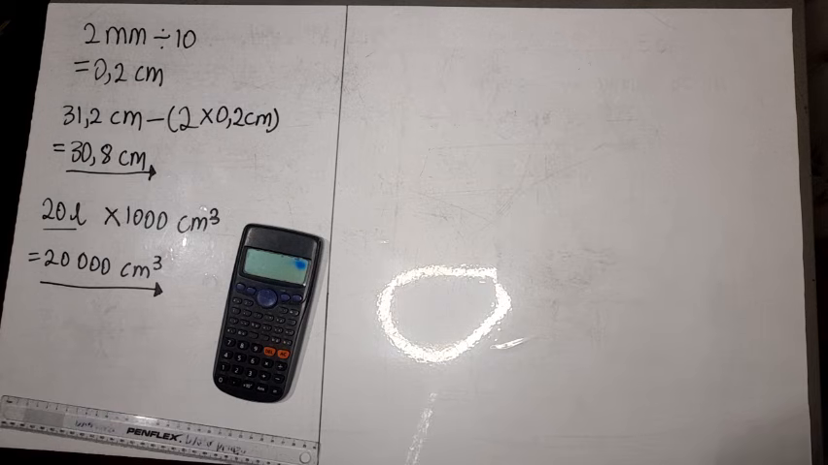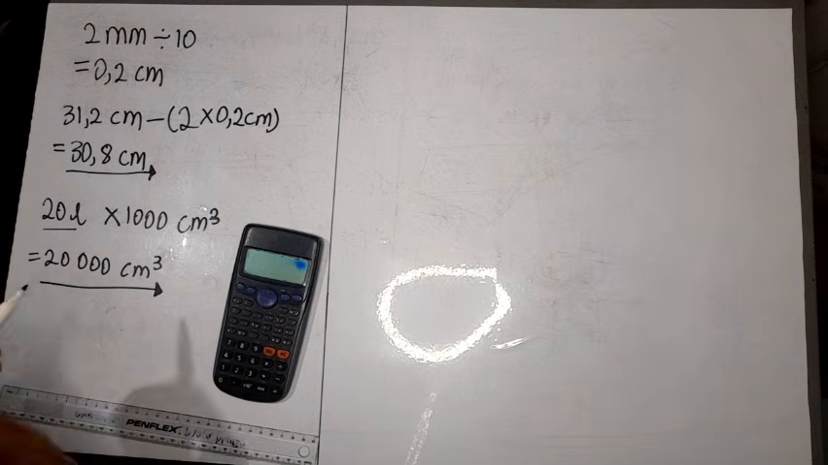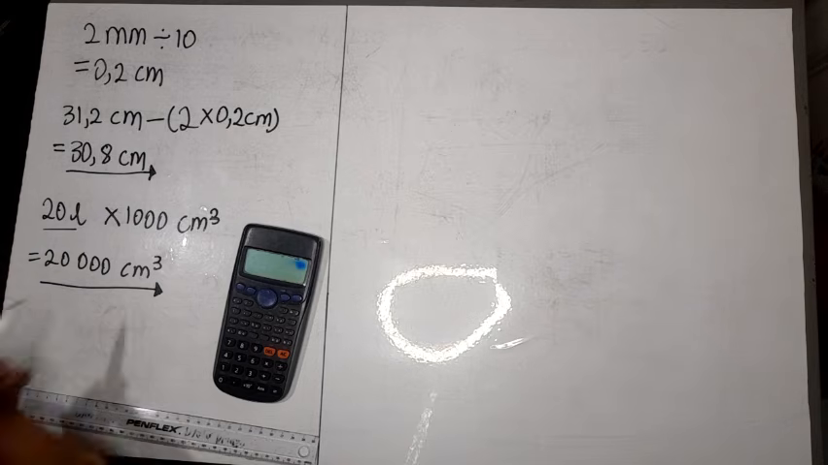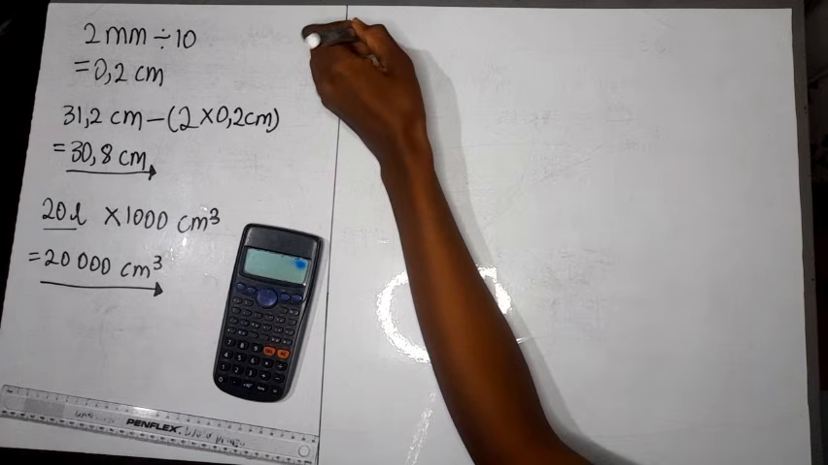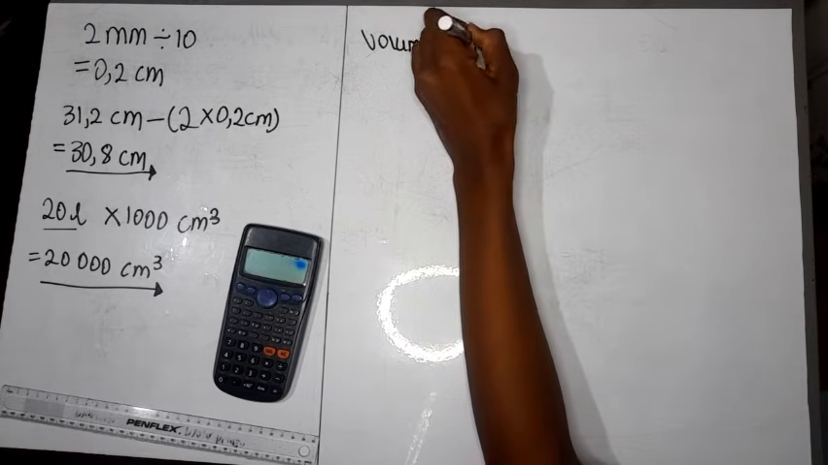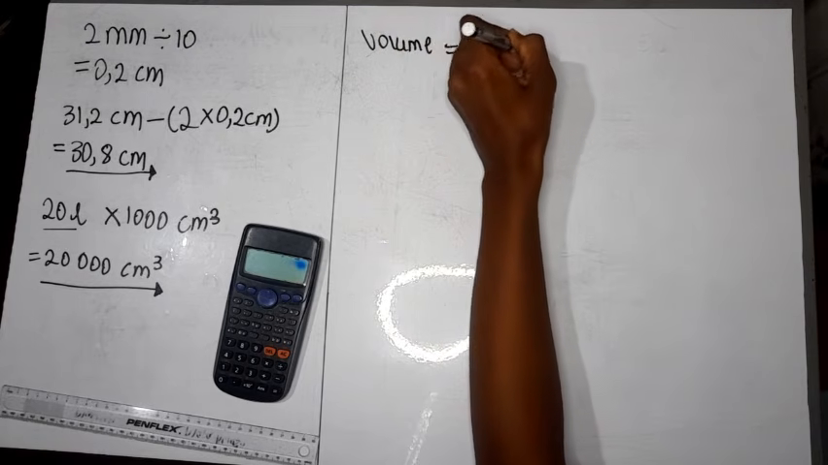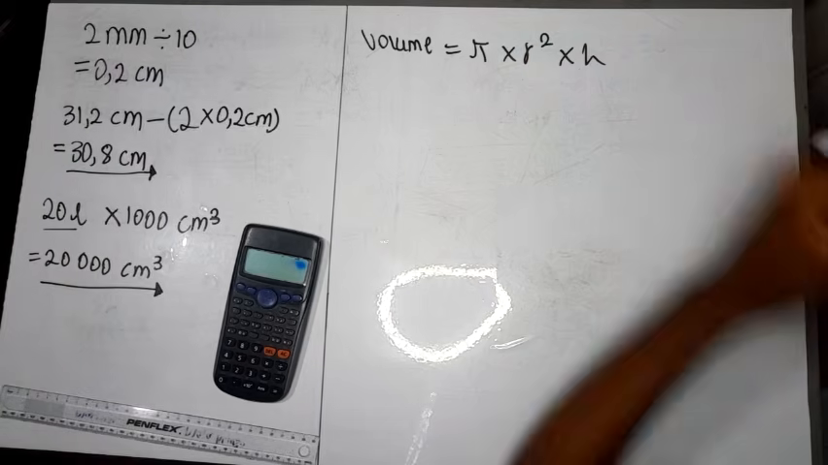So when we go back to the question, you can see that they have given us the formula to calculate the volume of a cylinder. And I know that we already have the volume of the bucket, and it is 20,000 cubic centimeters. But we are going to use the volume to calculate the height. So the formula says that volume equals to pi multiplied by radius squared multiplied by height, right?